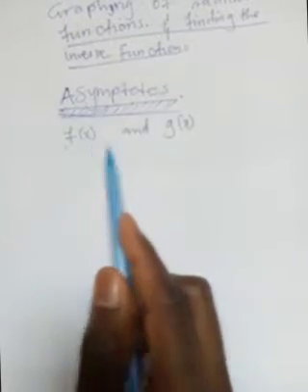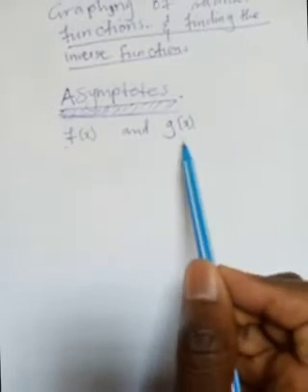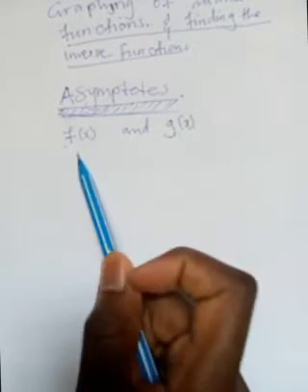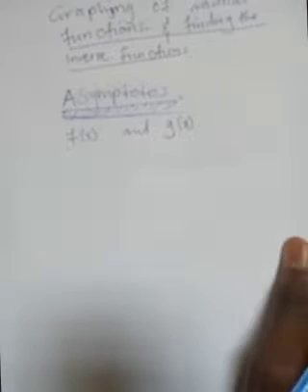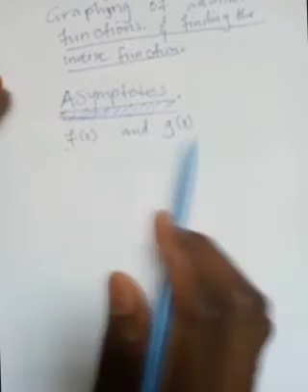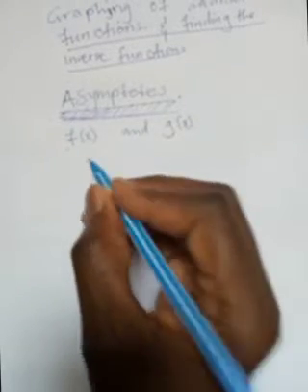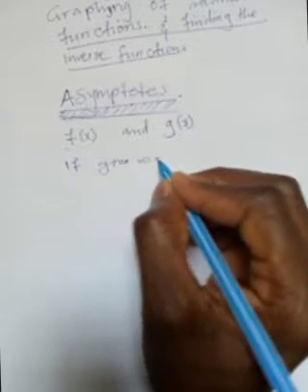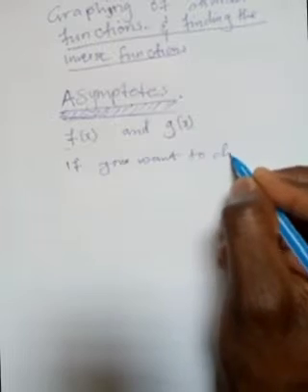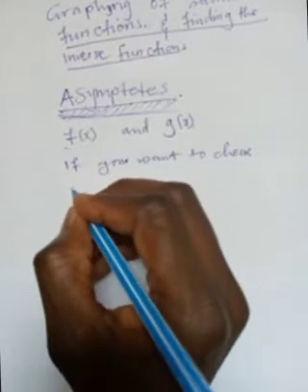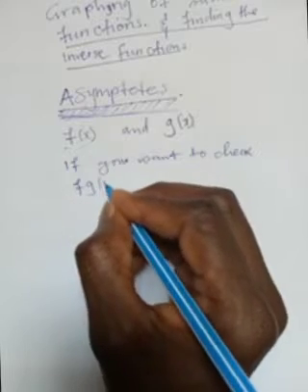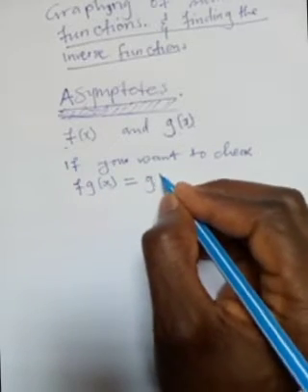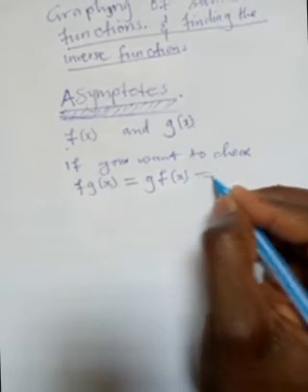The formula goes like this. If you say f of g of x, it must give you the same answer as g of f of x, which is going to be equal to what? X. If you check it like that, you are able to conclude that these two functions are inverses of each other. So if you want to check, you say f of g of x has to be equal to g of f of x.